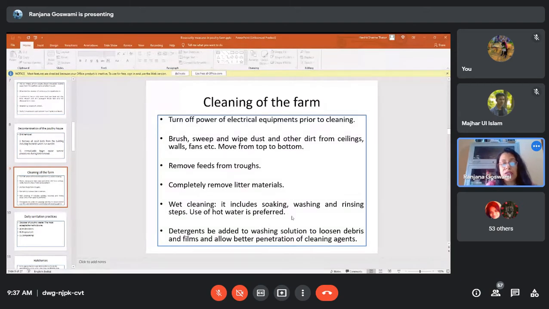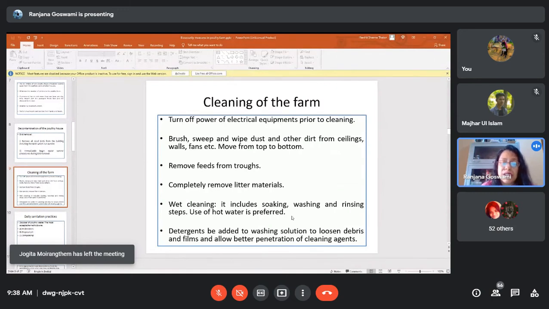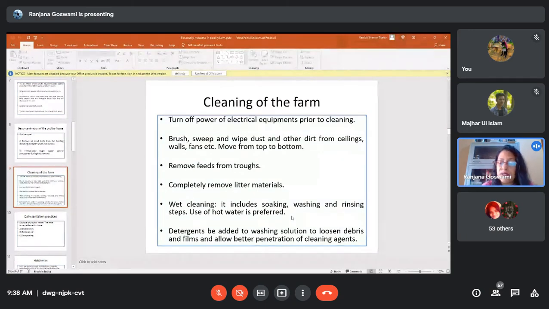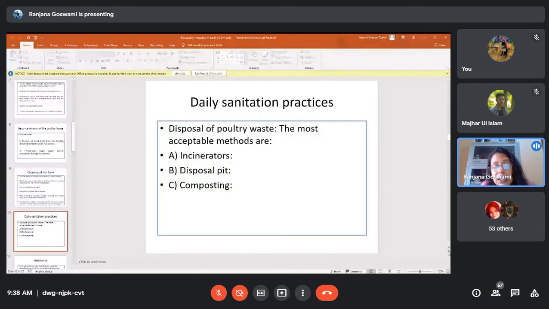First, what you are going to do, remove the birds, and then you can go for dusting and all, and remove all the equipment from the room. And then after doing dusting and all, you have to remove the litter material. After removing the litter material, you have to go for cleaning of the floor. You can do dry cleaning first, followed by wet cleaning, or any type of disinfectant can be used. And after that, finally you have to go for fumigation.